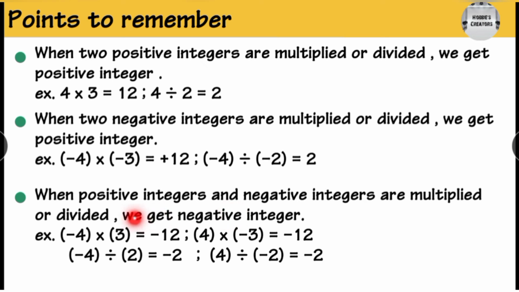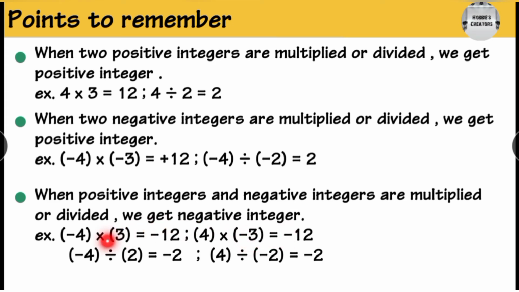Okay. So when we multiply or divide a positive and a negative integer, then we get our answer as a negative integer. Okay. So 4 times 3 is nothing but 12. And we are getting an answer in negative. Since we are having minus here, we are getting negative. And see here, 4 into 3 is nothing but 12. And we are having minus here and we get negative.